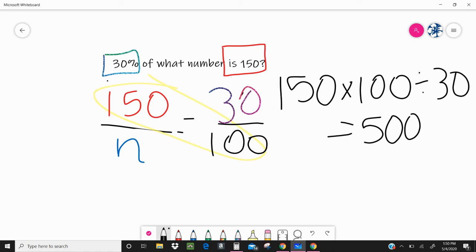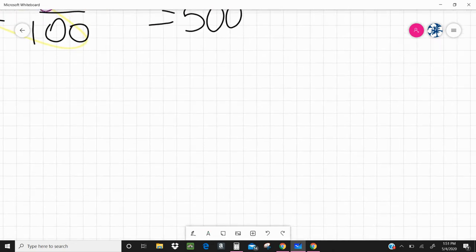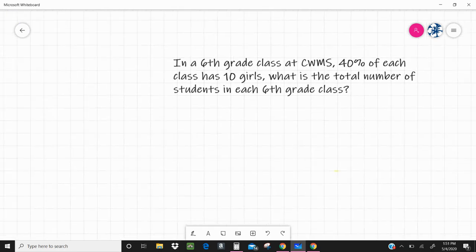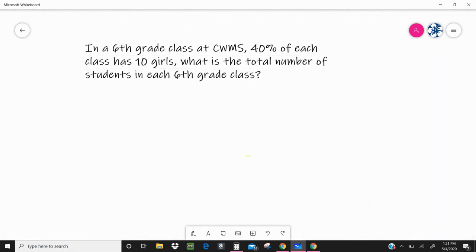30% of 500 is 150, because 30% is part and 150 is the part. Okay, and 150 is less than half of 500 and 30% is less than half of 100. So use some tricks to know if we got our answers right or not. All right, going on to our last example.